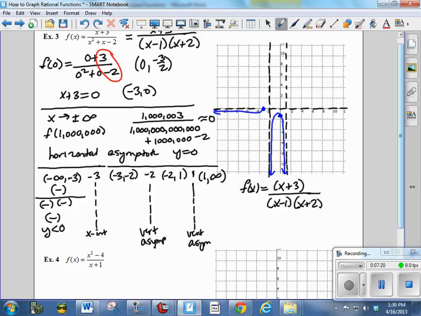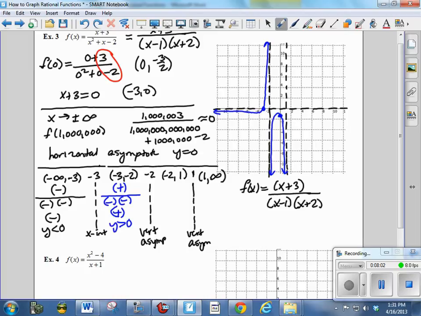Now what happens between -3 and -2? So let's imagine putting -2.5. Well, if we put -2.5 in the numerator, that gives me a positive number. If I put -2.5 in the factor x minus 1, that gives me a negative number. If I put -2.5 and add that to 2, that's still a negative number. So altogether, I have a positive divided by a negative times a negative. That means a positive number. So that tells me y is greater than 0 in that interval. So I know that it has to go above the x-axis and run along the asymptote like I just drew.